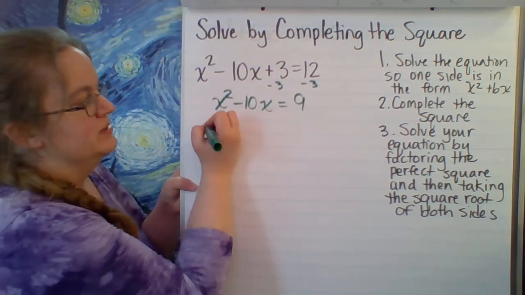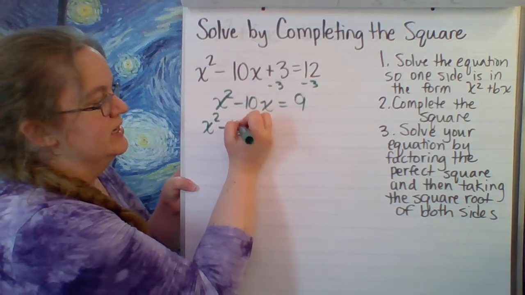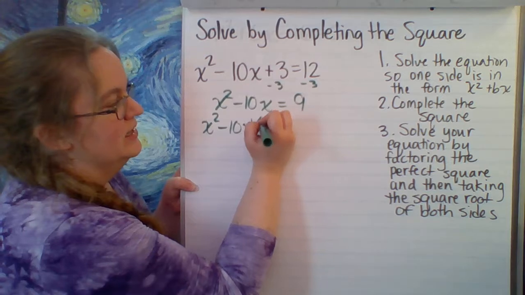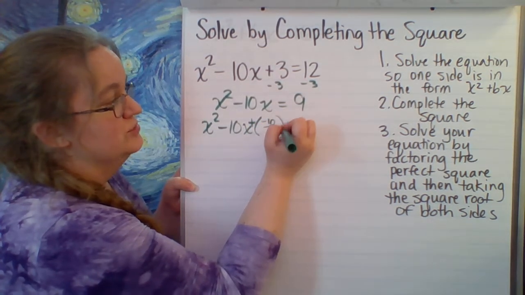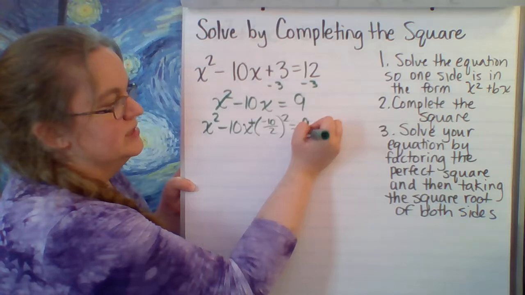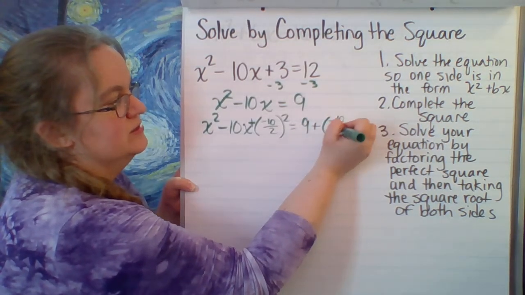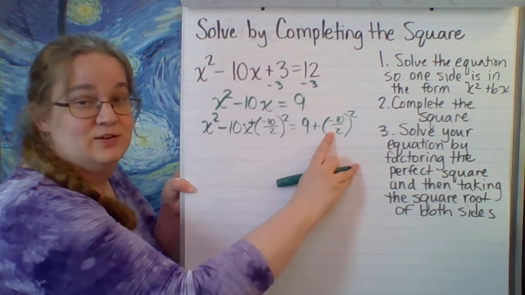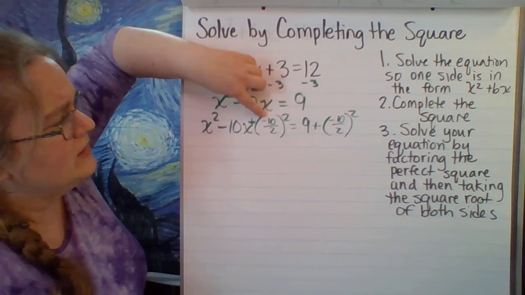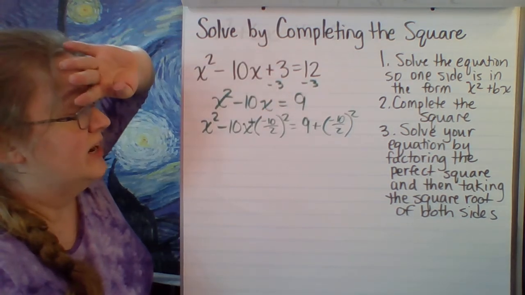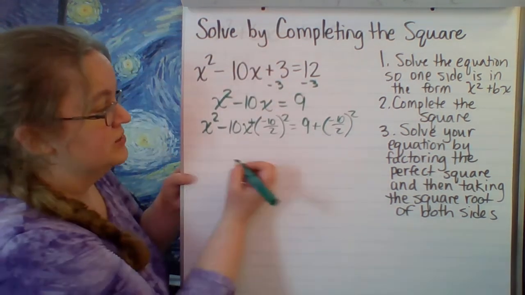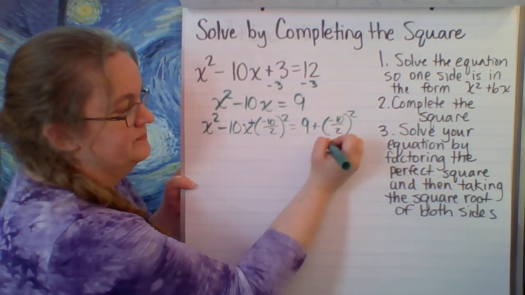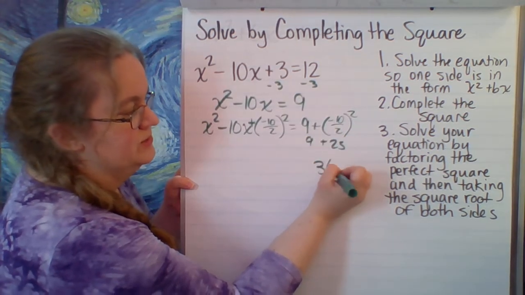Okay? Now I'm going to complete my square. So x squared minus 10x, and that's going to be plus (negative 10 divided by 2) squared equals 9 plus (negative 10 divided by 2) squared, because whatever I do to this side of the equation, I have to do the same thing over here. Negative 10 divided by 2 is negative 5, and negative 5 squared is 25. So I'm going to go ahead and add those.